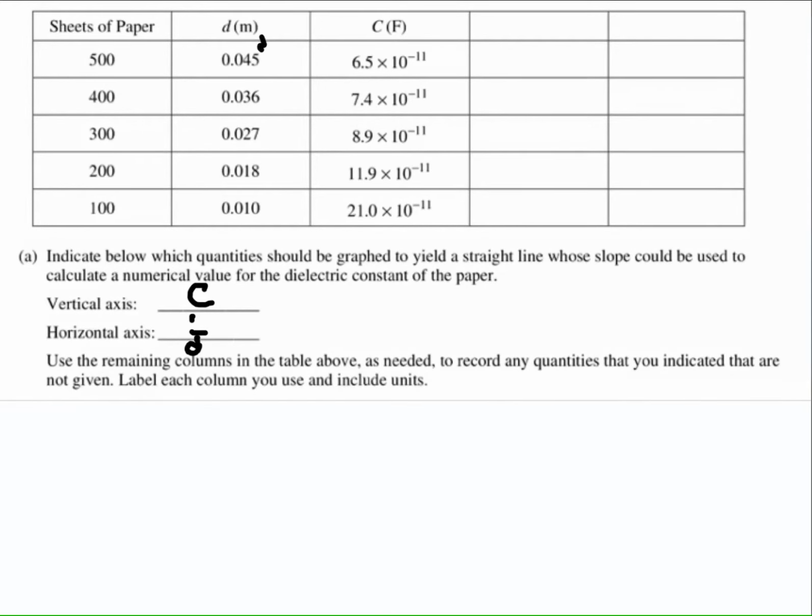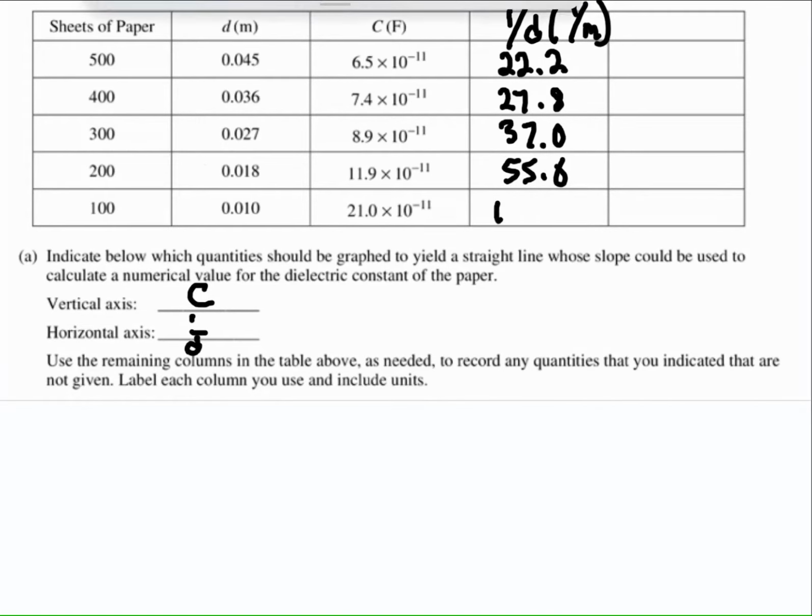Okay, so I'm going to come over here on my chart. I'm going to put 1 over d, which means my unit would be 1 over m. And I'm just going to put in the values, which I took the time to put together before. So it's 22.2, 27.8, 37.0, 55.6, and 100. Okay, so done with that part.